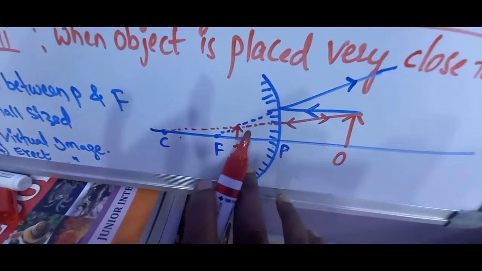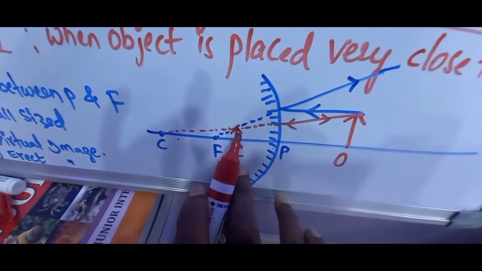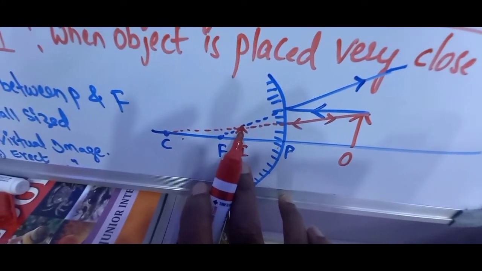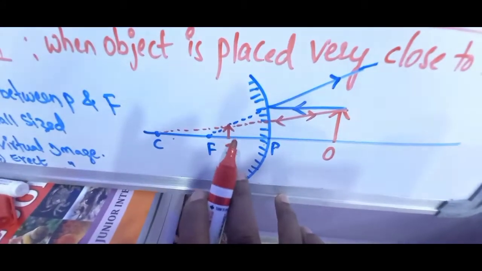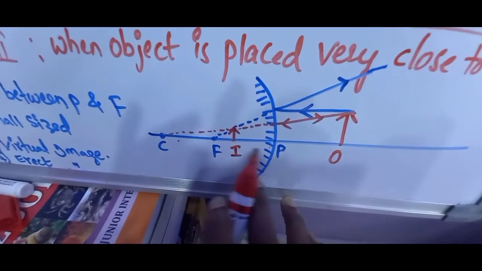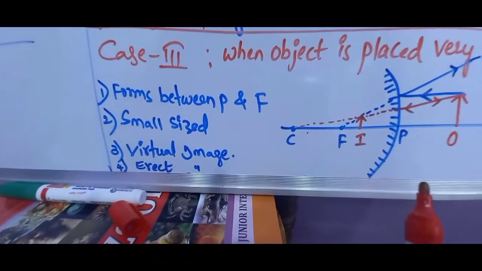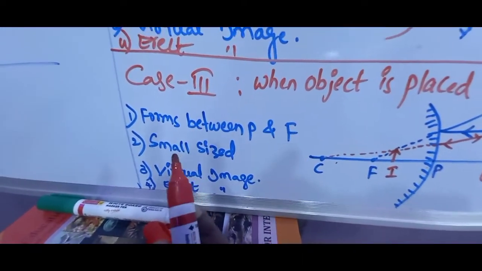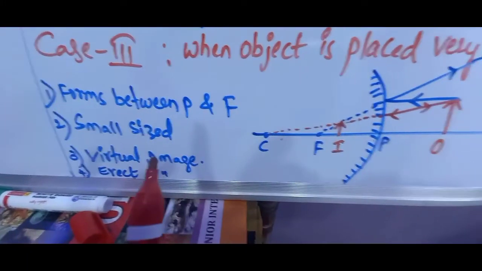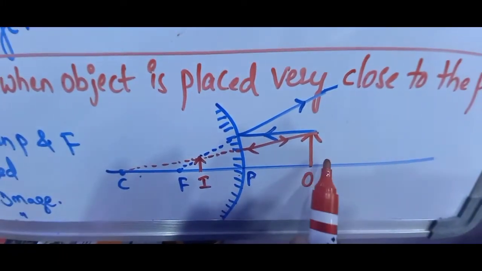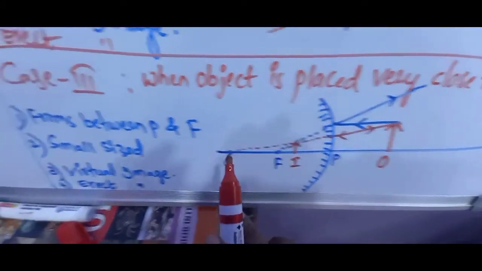The reflected ray is also extended on the backside of the mirror. When it is extended, these two extended lines appear to meet at one point. At that particular point, again we get the image, and this point is also in between the pole and the focal point. Hence in this case also the image is formed between the pole and the focal point. So the characteristics of the image formed in this case are also the same. That means the image is formed between P and F, pole and focal point, and it is a small-sized image. You can compare the size of the image and the size of the object here. The size of the image is smaller than the object.